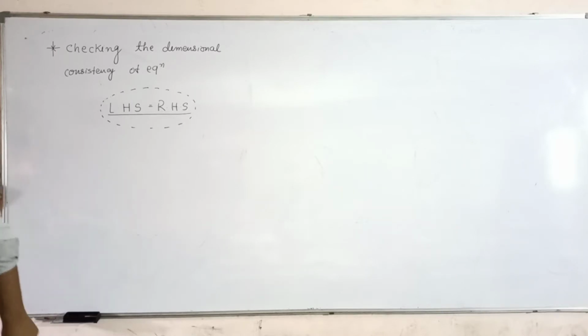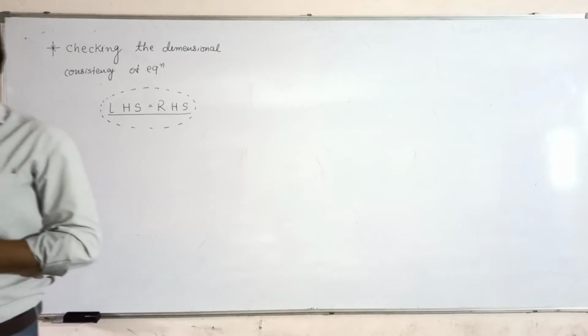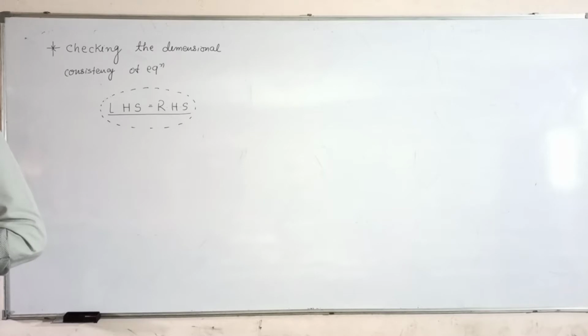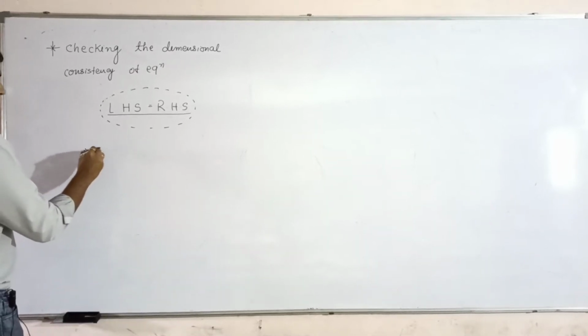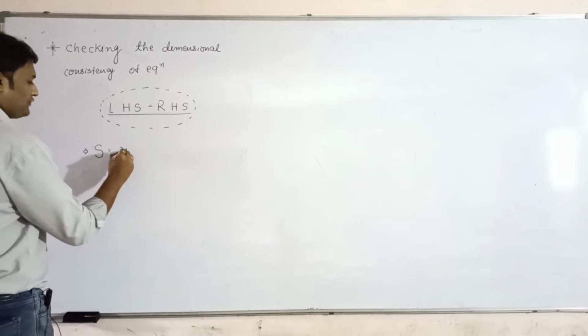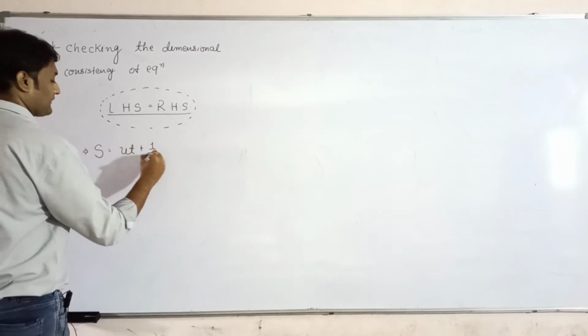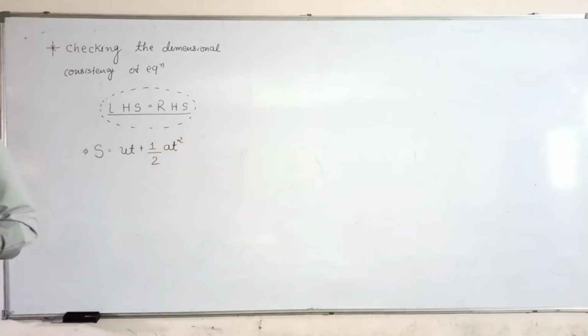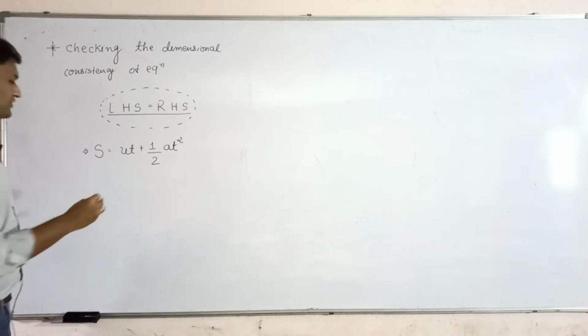The sum is S is equal to ut plus 1/2 at square. The statement is: check the correctness of the relation. Here the equation is given, S is equal to ut plus 1/2 at square, where u is equal to initial velocity.